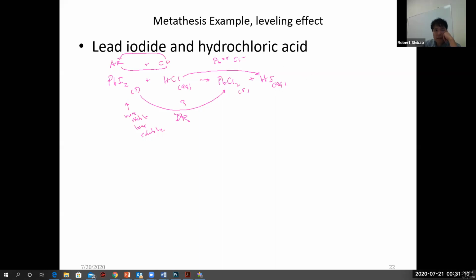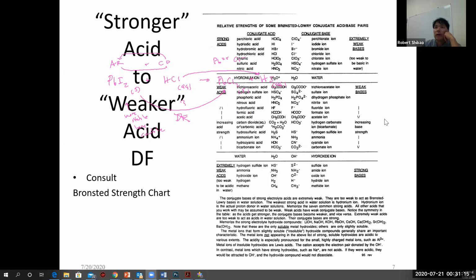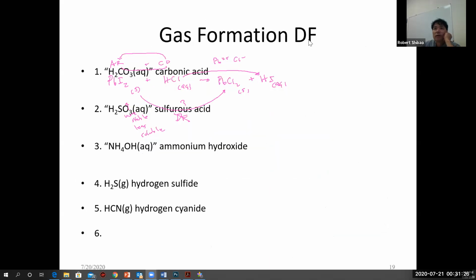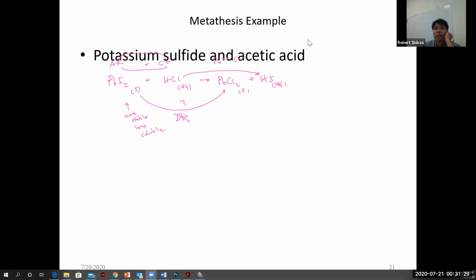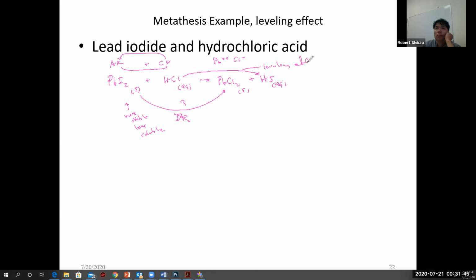When we compare HCl and HI, we go to the acids chart. And we compare HCl versus HI. When you look at it, it looks like HI is stronger. It is. It's the second strongest acid. So HI is stronger. However, in water, they're equal. And so we have the leveling effect here. And so they're equal, even though HI is stronger.